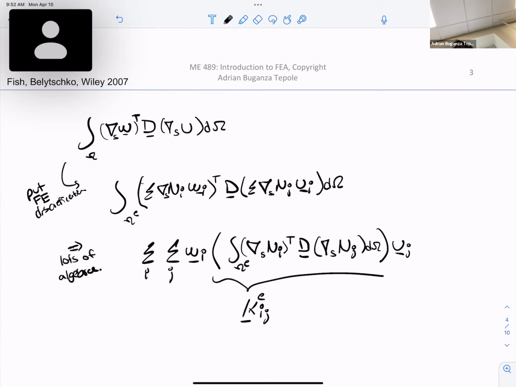So again, the structure is not exactly the same, but it should look similar to the heat transfer problem, right? In the heat transfer problem, we had the integral of gradient of Ni times the conductivity matrix times gradient of Nj. Very similar, the only thing that has changed is the gradient. This is a special gradient. So that one looks a little bit different, but aside from that, the structure is the same.